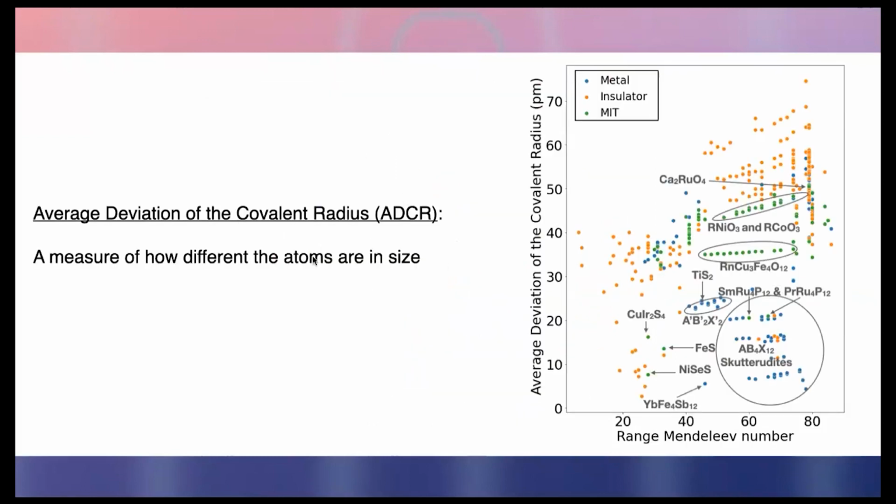Okay. Another interesting feature was the average deviation of the covalent radius. And this is a handful to say, but all it tells you is how different are the atoms in size in a particular material. If you have a material that's just iron, for example, that's 0. All the atoms are the same size. But if you have different types of atoms, you have some deviation, right? So this is the average deviation of the covalent radius.